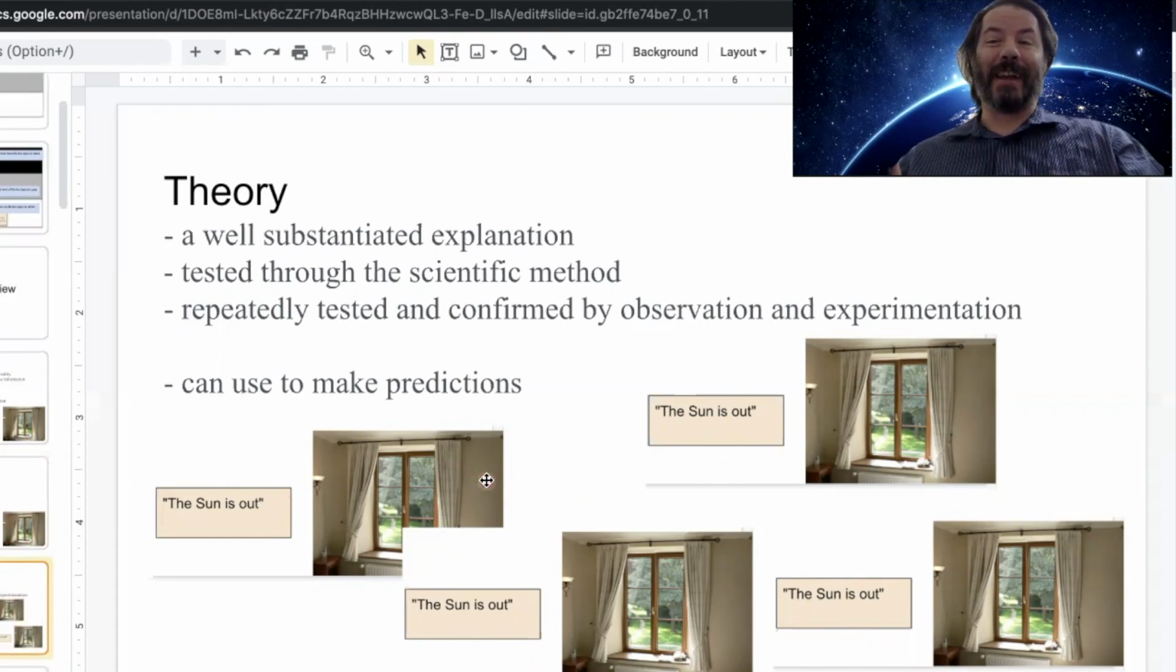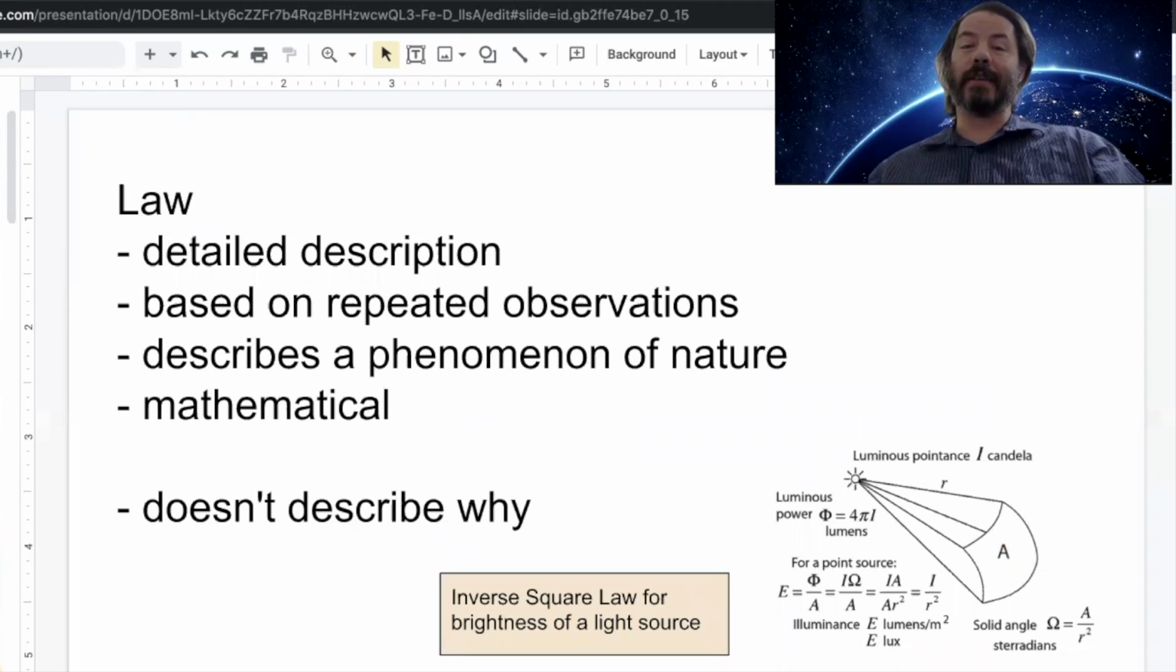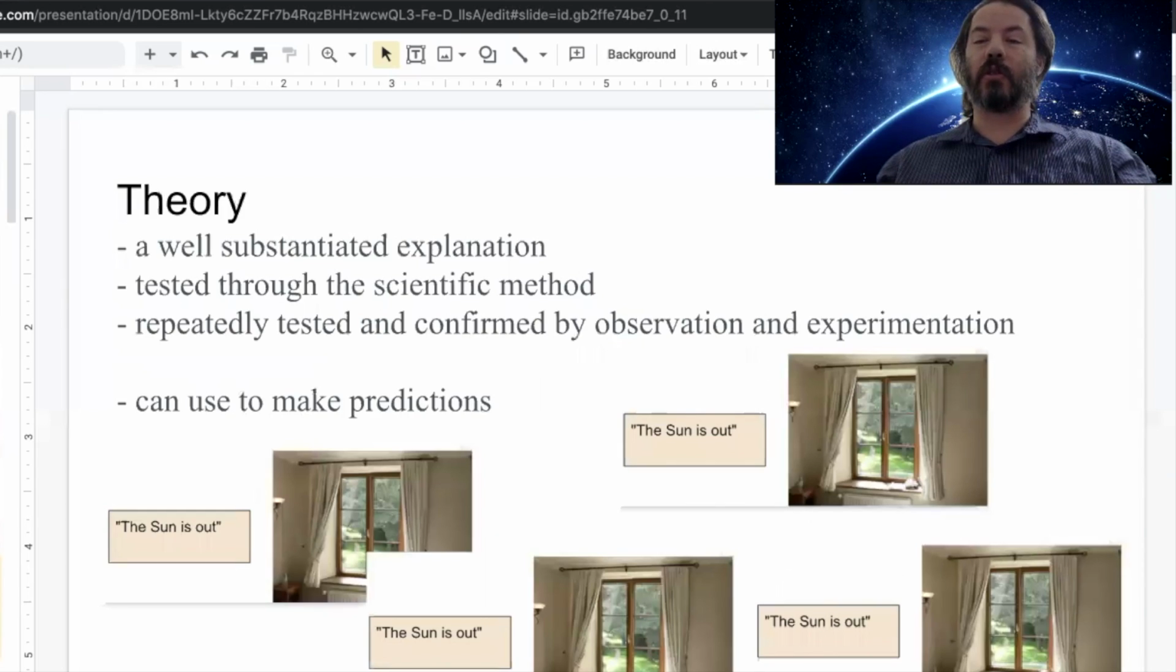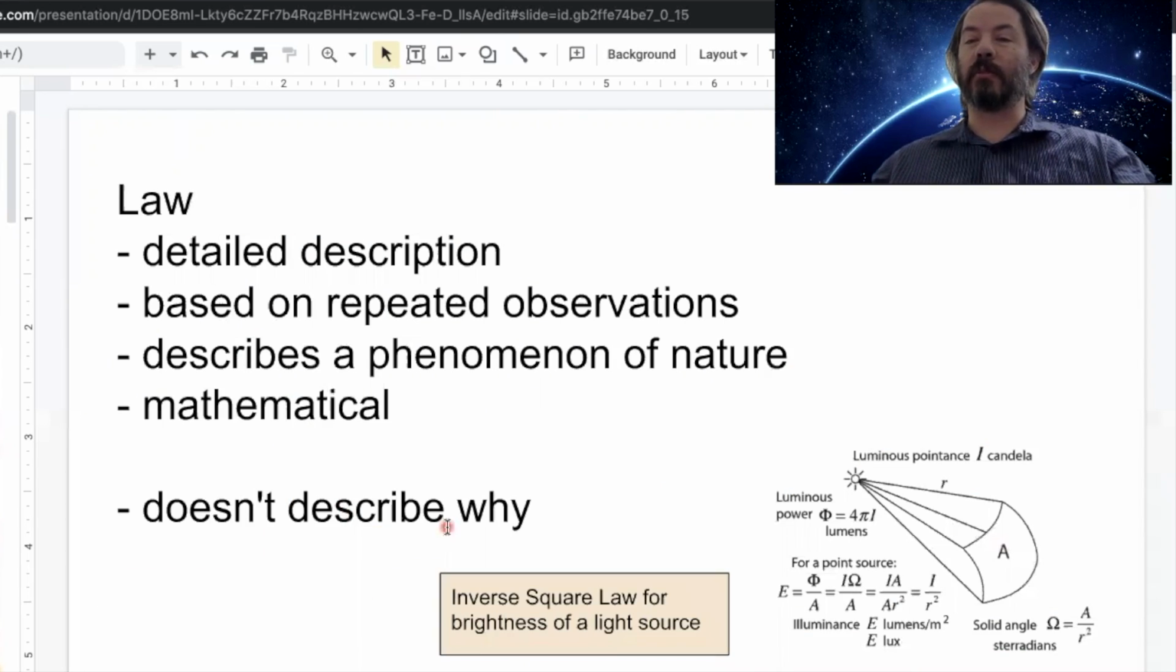Now we could actually shine a really bright light outside, and then we would have to adjust our theory. A law is a detailed description based on repeated observations, and it is mathematical in nature. It usually doesn't describe the why. A theory generally describes the why or how something is working. The law just explains what's happening in a mathematical sense.